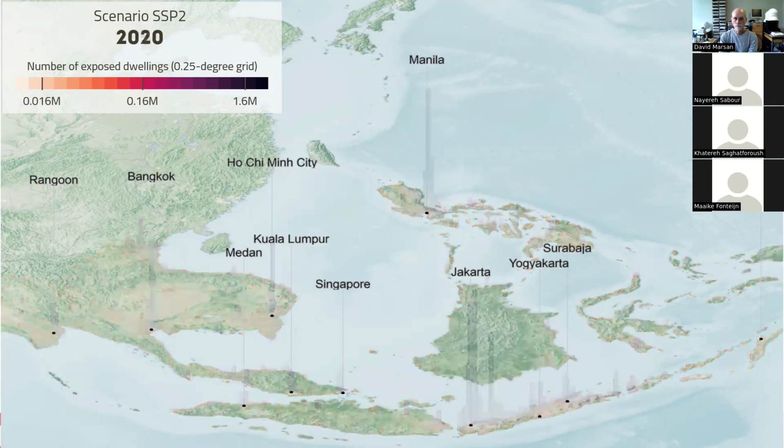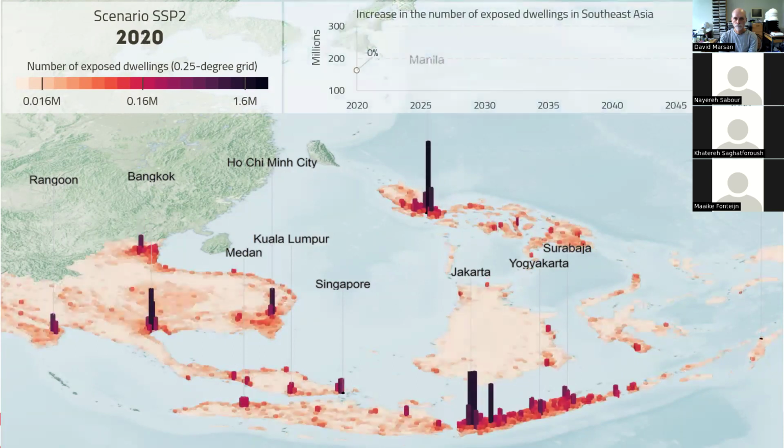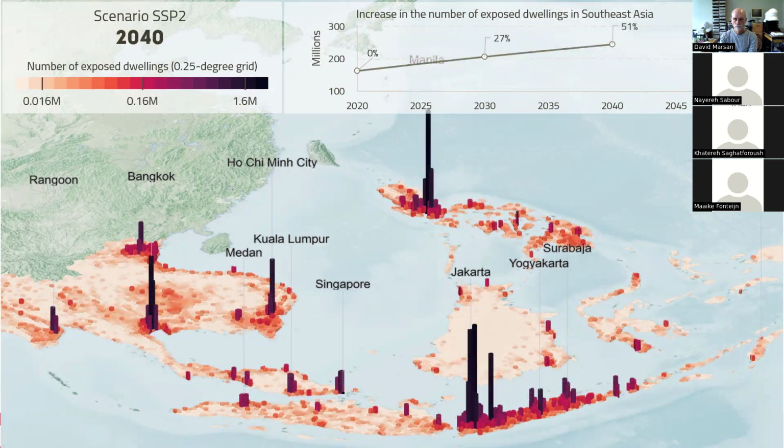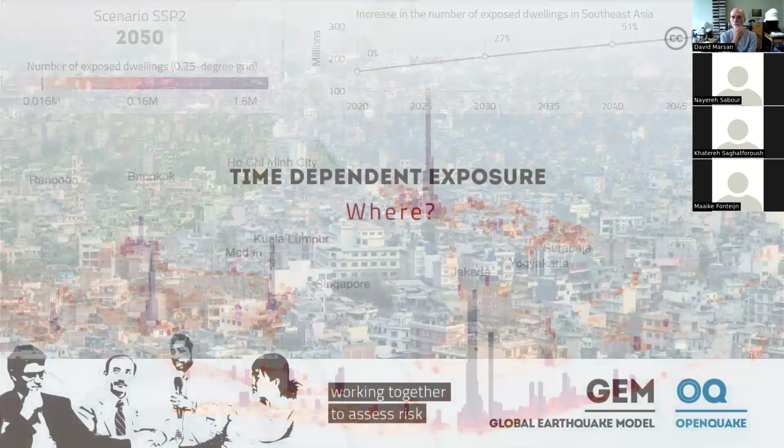So now we're going to track it again, but let's put some numbers there. Right now we see more or less around 180 million dwellings in Southeast Asia. By 2030, we're going to have almost 30% more of that. By 2040, almost 50% more. And by 2050, almost 70% more. So this is basically how we can use narratives of the future to come up with new predictions or scenarios of future development of residential construction, for example.